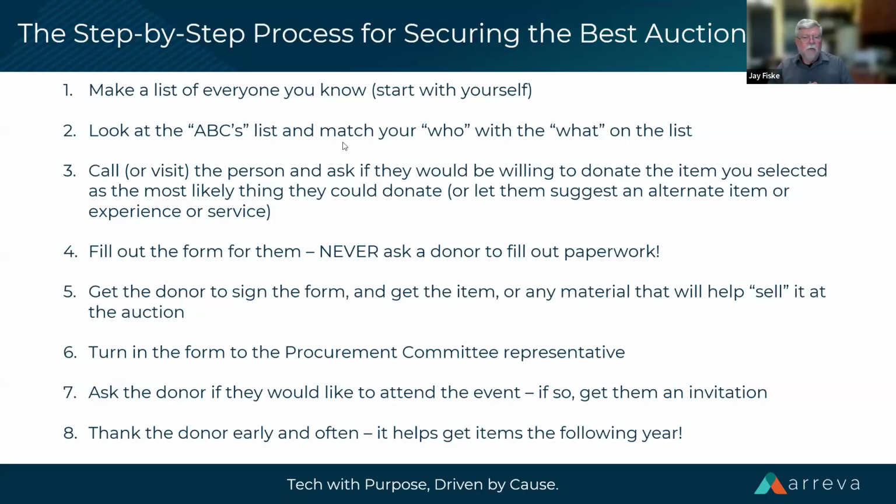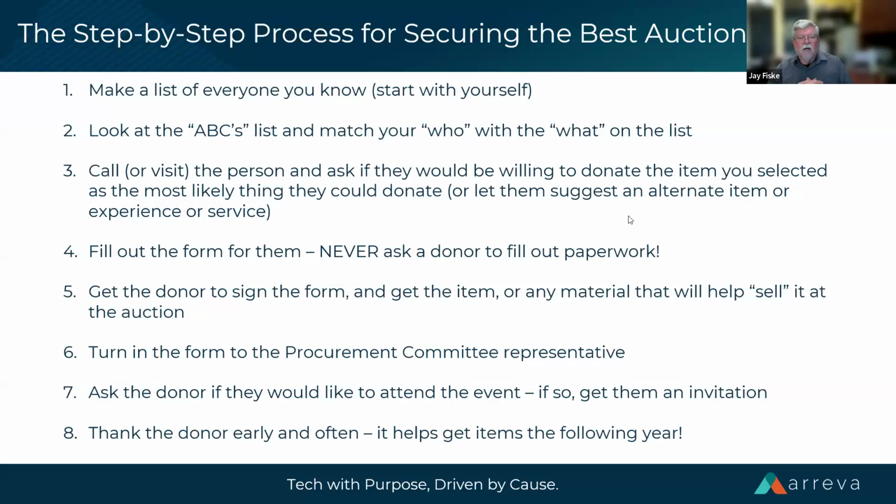Turn the form into the procurement committee, and ask the donor if they'd like to attend the event. Why? It's a courtesy. If you ask somebody to donate an auction item, but you don't invite them to the event, you're basically saying you value them as a donor of an item, but you don't value them as an attendee. That's not a very nice way to treat people. So make sure that if you ask for an auction item, you also ask if they'd like an invitation to the event. It's just being courteous.